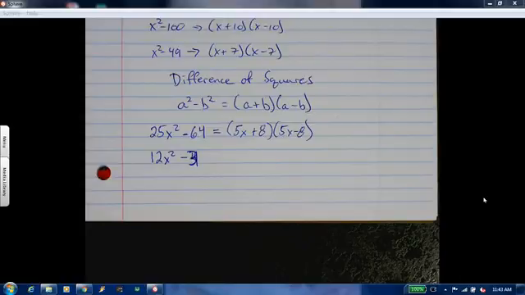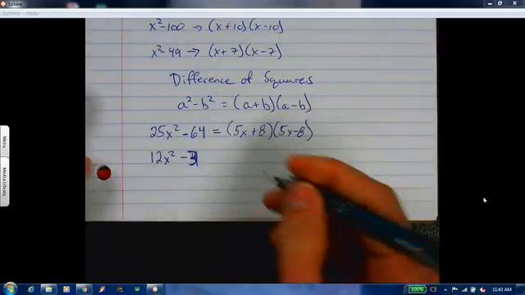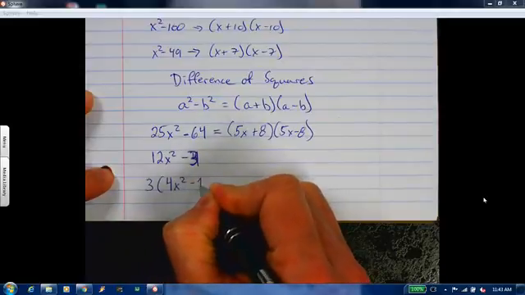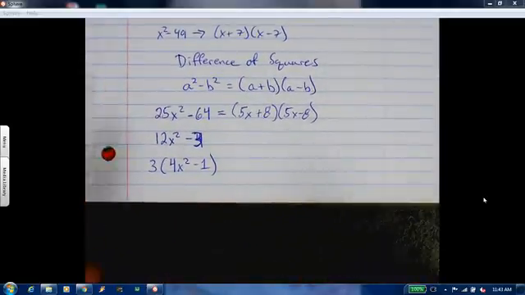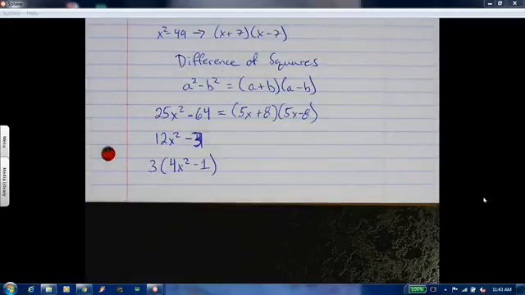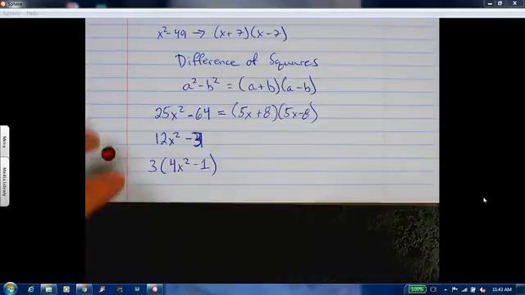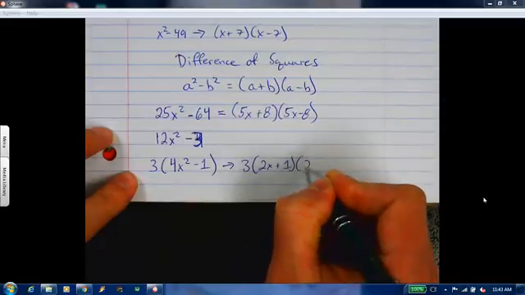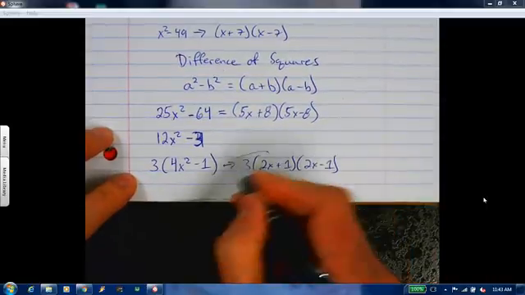Do we have a common factor? So this can become 3 times 4x squared minus 1. Oh, snap. Now do we have perfect squares? Or the other way to ask that is, can you take square roots? Can you take the square root of 4x squared and get a natural number? And can you take the square root of 1 and get a natural number? Okay. So then your final answer would still have that 3 out there. It would be 2x plus 1 times 2x minus 1. That would be it.